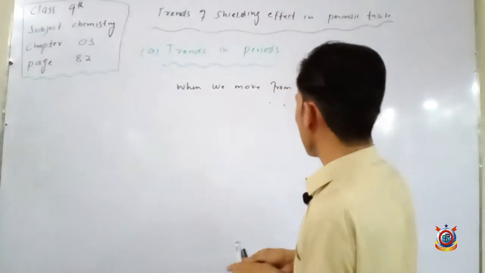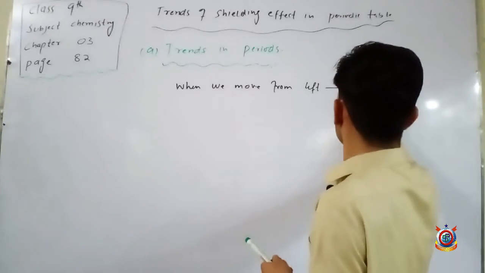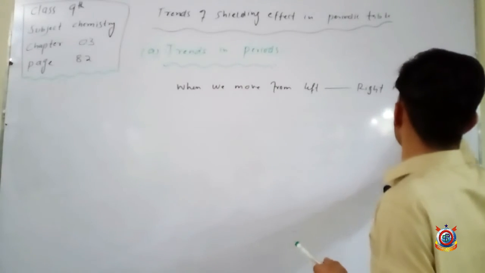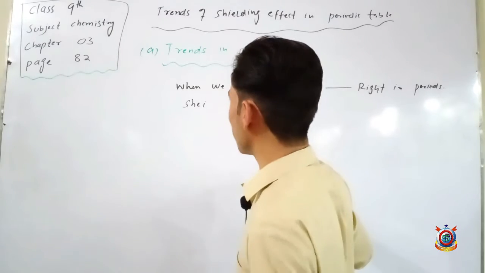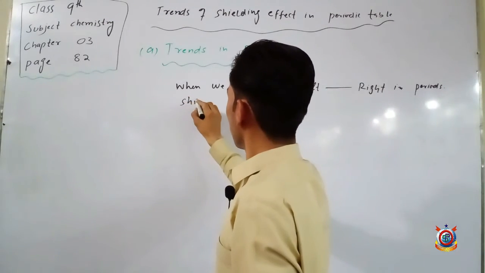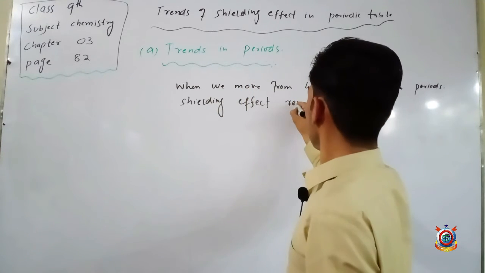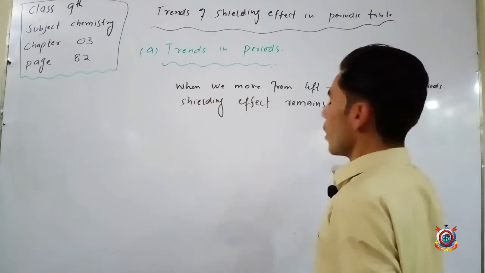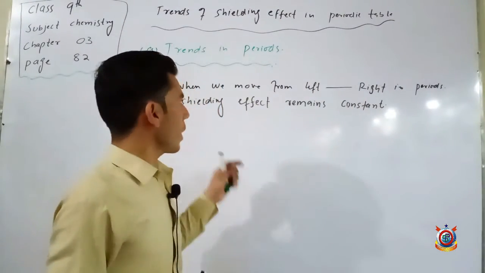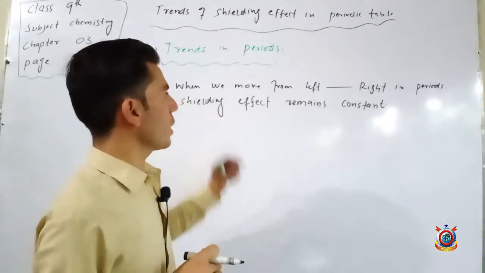When we move from left to right in periods, what happens? Shielding effect remains constant. No change occurs in the shielding effect. So why, when we move from left to right, why doesn't change occur in the shielding effect? Why does the shielding effect remain constant?